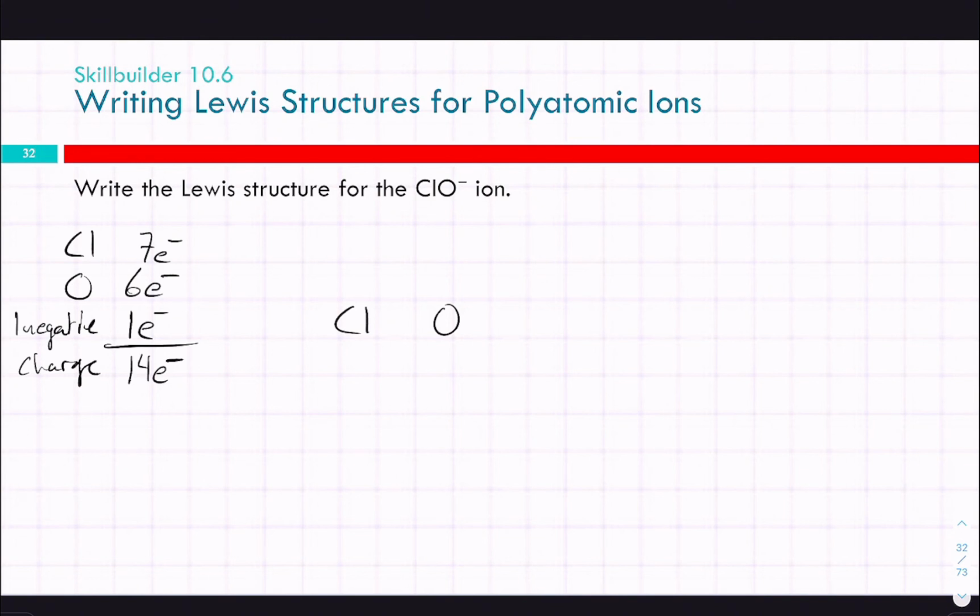We're going to go for our minimum number of bonds, which is just 1 bond. Subtract 2 electrons from the total. So 12 electrons to place. And again, because these are both terminal, we'll distribute our remaining 12 in pairs to both of them. 2, 4, 6, 8, 10, 12. Sometimes you don't need double bonds.